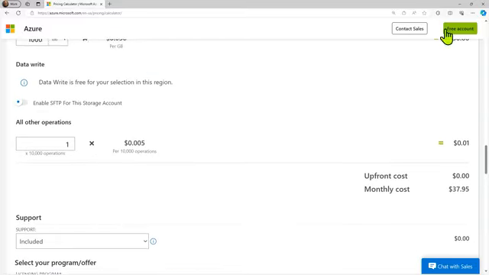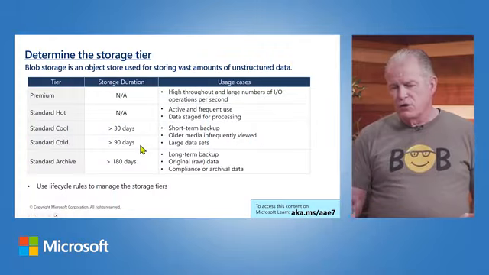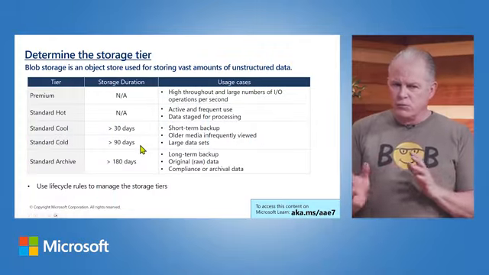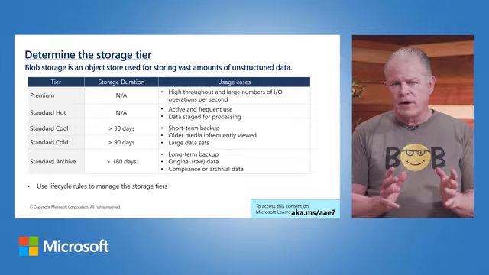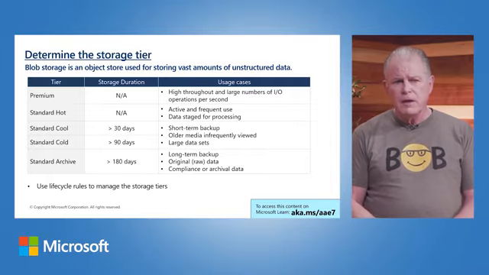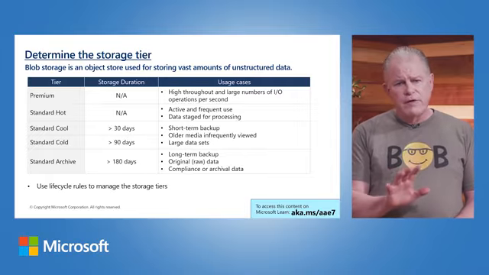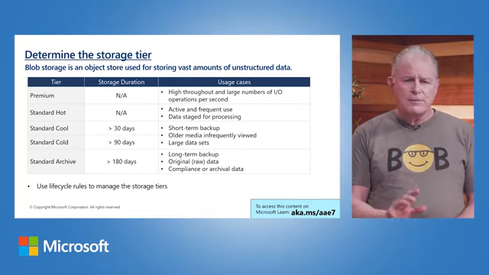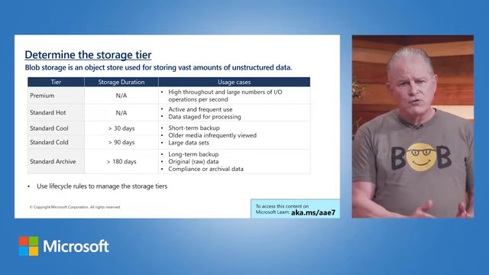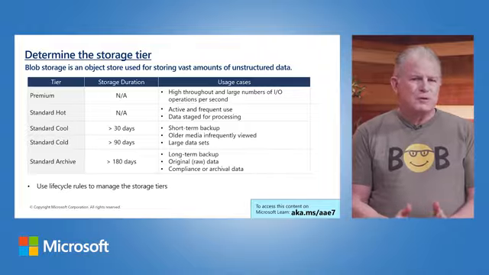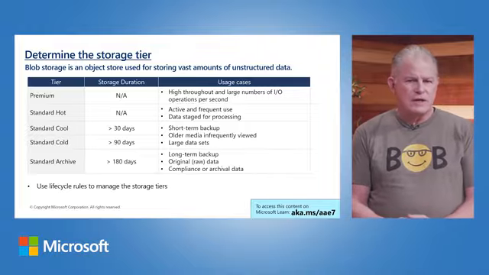So be very careful with just assuming that cool is cheaper than hot. You really want to take a look at how often those files are being accessed. So storage tiers are a very good way to cost optimize your storage of data by taking advantage of cheaper storage if it's not used, but you still want it accessible.